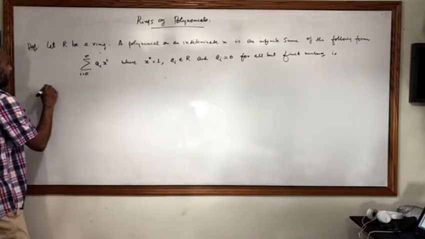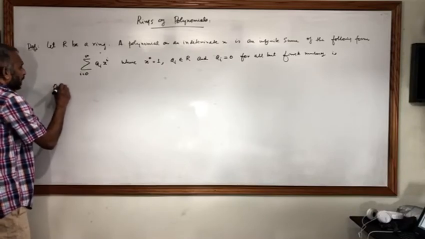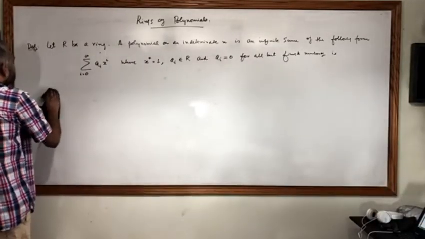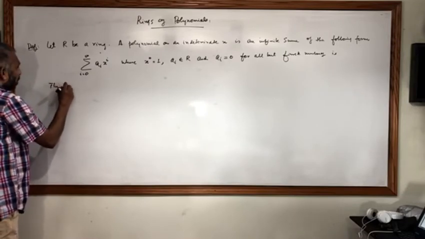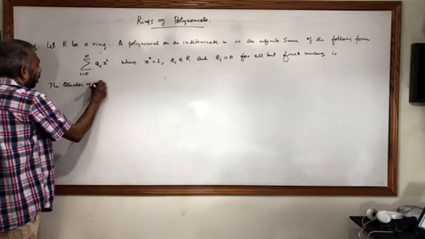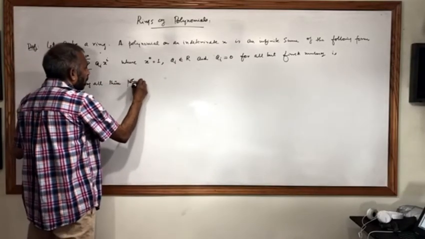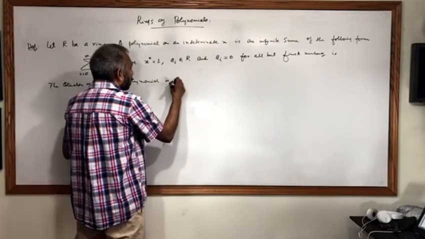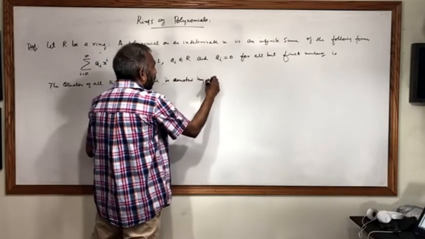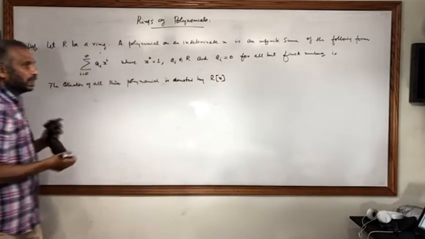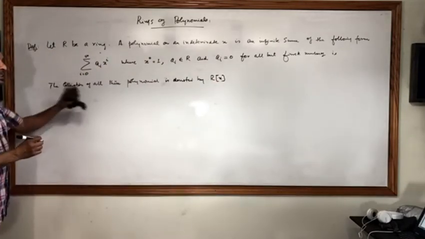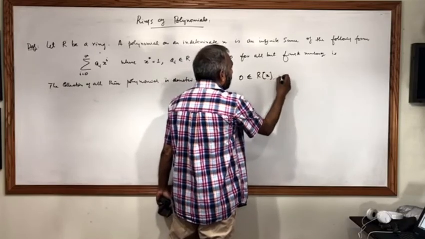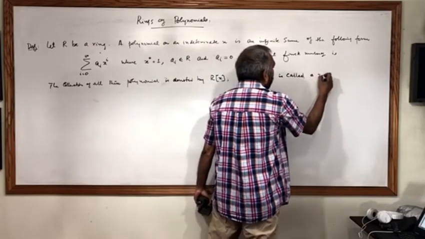So, before that, the collection of all these polynomials is denoted by R of X. And we are going to prove that this is a ring. But right now, let us assume that it's just a collection for the definition. So 0 actually belongs to R of X, and is called the zero polynomial.